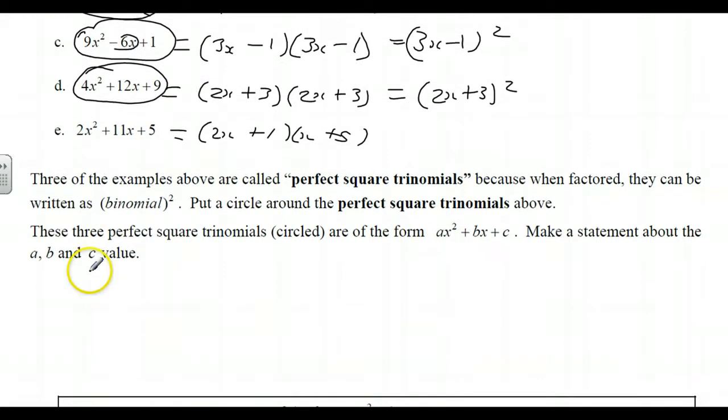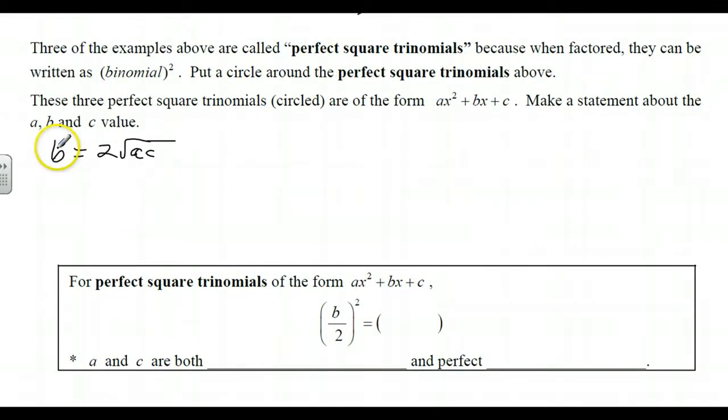So I think that the b value is equal to double the square root of a times c. So multiply a times c, take that square root, and double it, and you get the b value. And there's another way to say this, right? So b over 2 is equal to root ac. If we square both sides, then b over 2 squared is equal to ac. a and c are both positive, and they're both perfect squares.